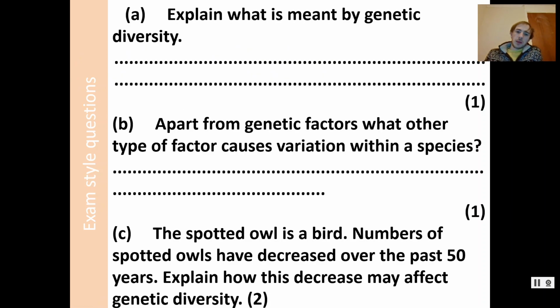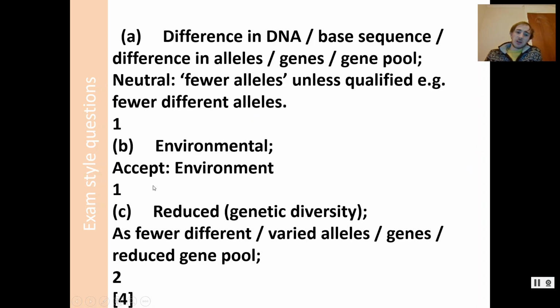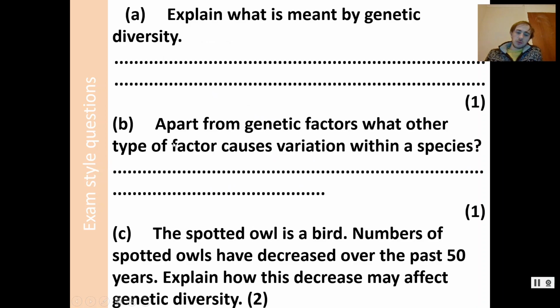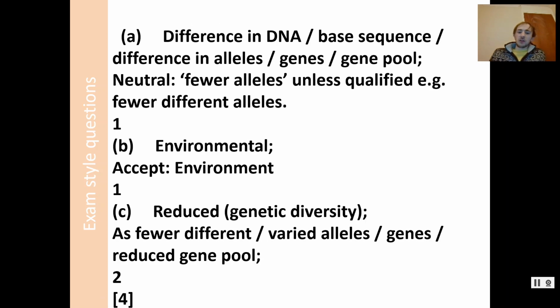Now, apart from genetic factors, what other type of factor causes variation within the species? It's environmental or environment. And then the spotted owl is a bird. Numbers of spotted owls have decreased over the past 50 years. Explain how this decrease may affect genetic diversity. Reduced genetic diversity has fewer different or varied alleles, genes, or reduced gene pool. So, the idea that we're going to reduce the genetic diversity because you've got less alleles. And it's just that simple.